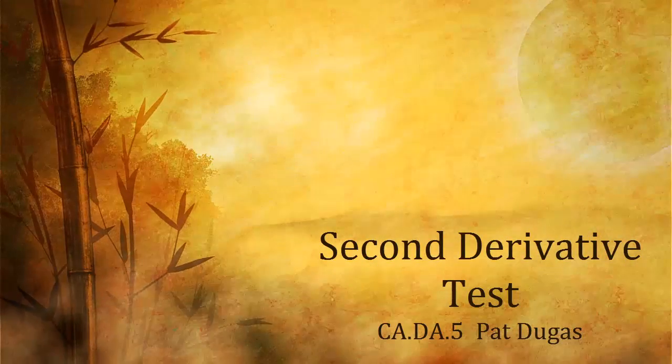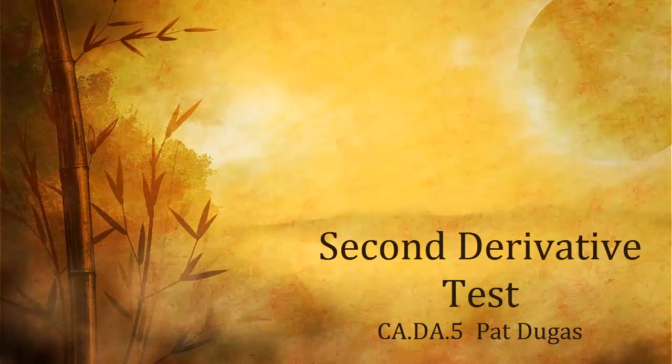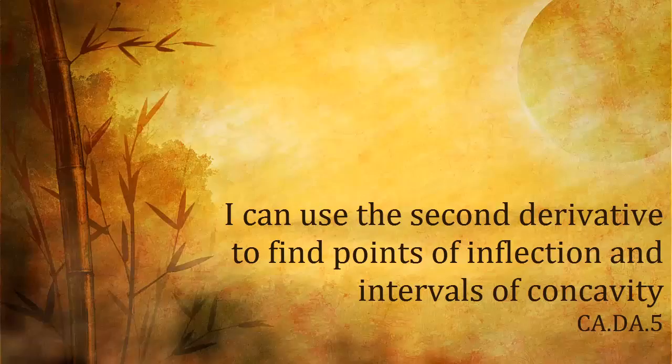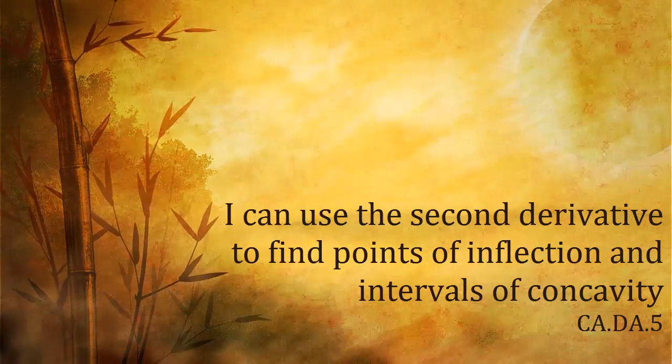The first derivative is all about the rates of change. The second derivative is about looking at the rates of change of the rates of change. So we're going to use the second derivative test to find things that are called points of inflection and intervals of concavity, which explore how the rates of change are changing on a function.